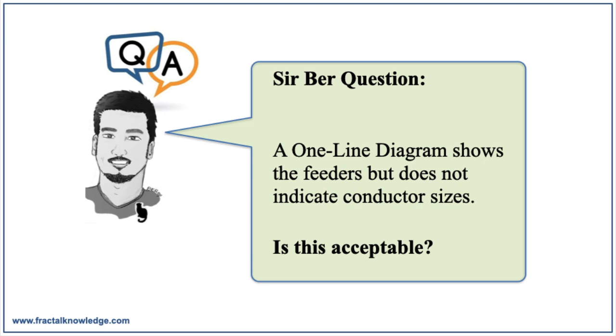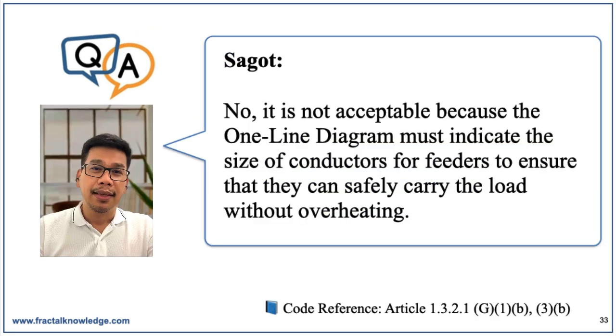Sir, question po again. A one-line diagram shows the feeder but does not indicate conductor sizes. Is this acceptable po? That is a good question again. Based on code, no, it is not acceptable because the one-line diagram must indicate the size of conductors for feeders to ensure that they can safely carry the load without overheating.